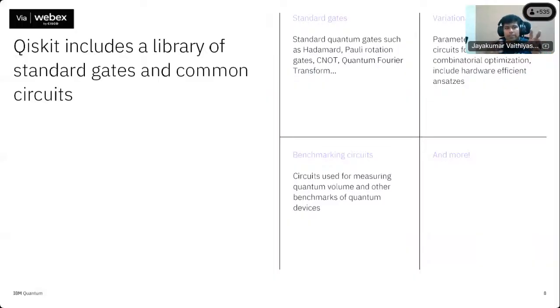Okay, so Qiskit includes a library of standard gates and common circuits. Okay, we will see one by one. One is standard gates. So standard gates contain Hadamard gate, Pauli rotation gates, CNOT gate, and quantum Fourier transform. You can do n number of gates, and you can use variational ansatz. So this is something different.